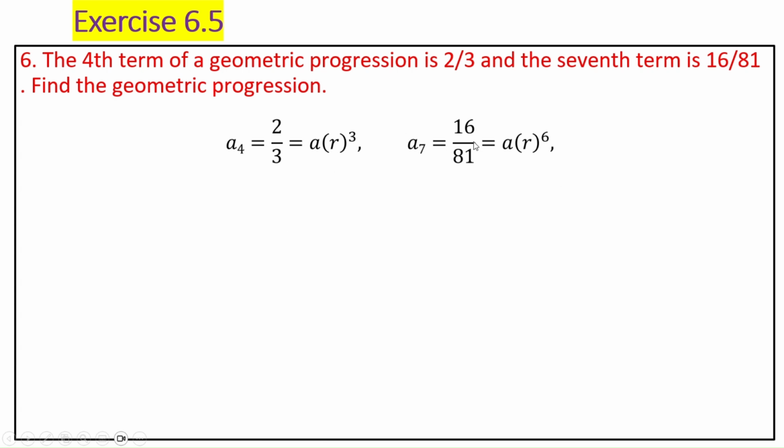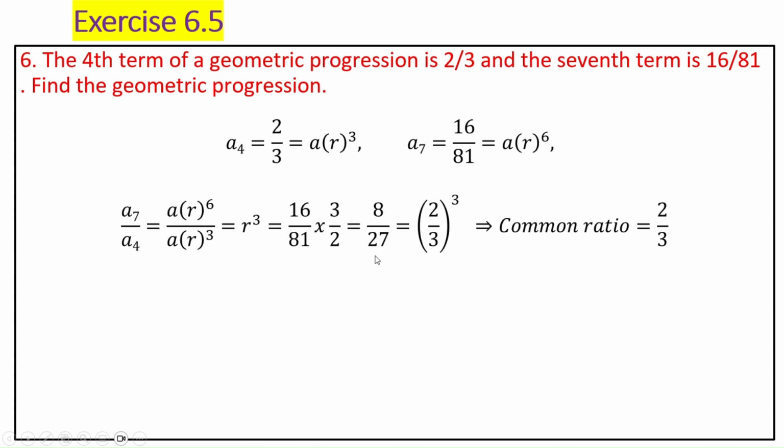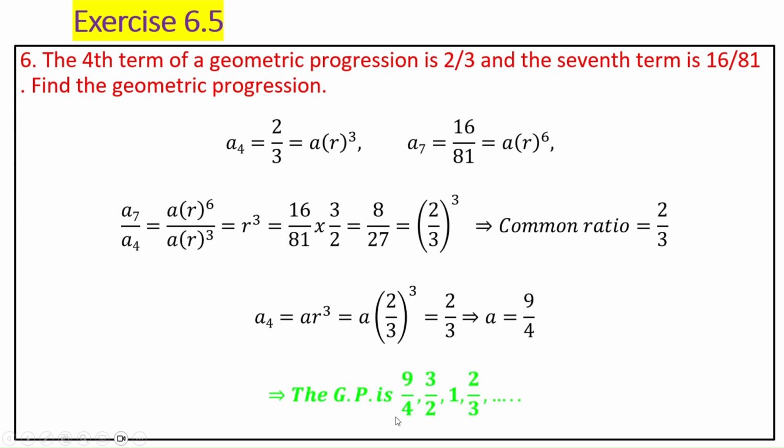If I divide these two, I will get r cube. So r cube is equal to 8 by 27, which I can write as 2 by 3 whole to the power of 3. So the common ratio r is 2 by 3. I can substitute in one of the equations: a4 equals a r cube, which is a into 2 by 3 whole cube equal to 2 by 3, which means a is 9 by 4. Now you have a and r, so the GP is 9 by 4, 3 by 2, 1, 2 by 3, and so on.